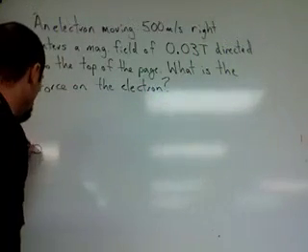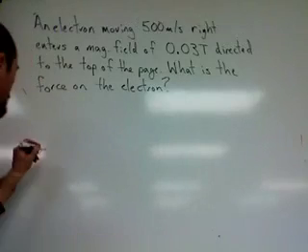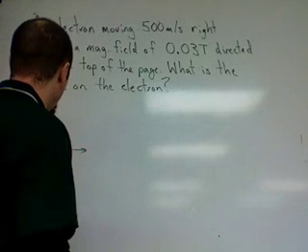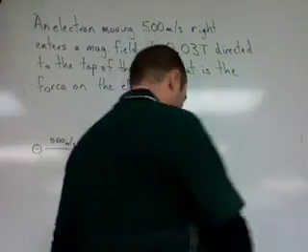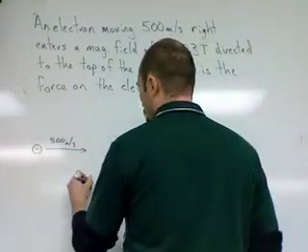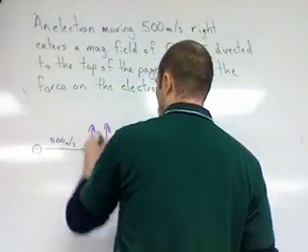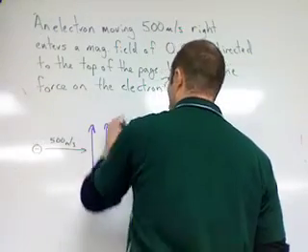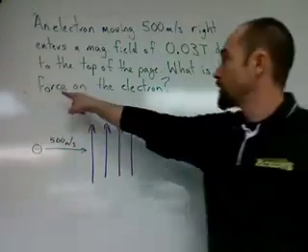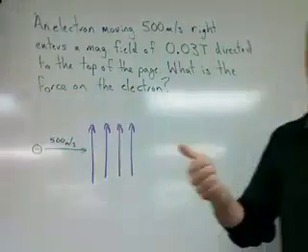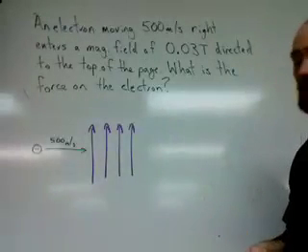So I have my little negative charge right here. It is moving that way, 500 meters per second, and it goes into a magnetic field, and my magnetic field is directed like this. All right, so remember, force is a vector, so you need to find out how big it is and then also the direction.